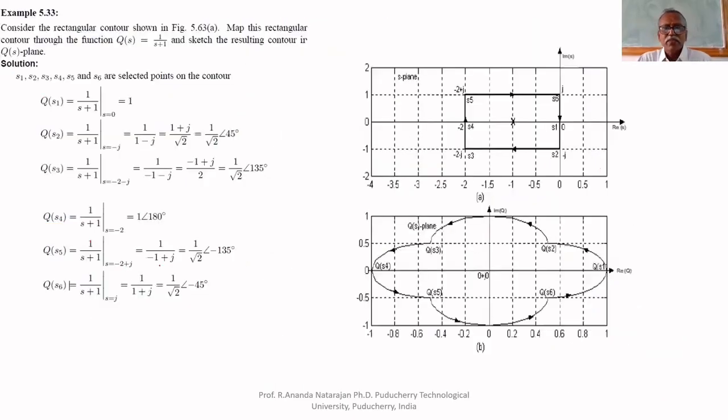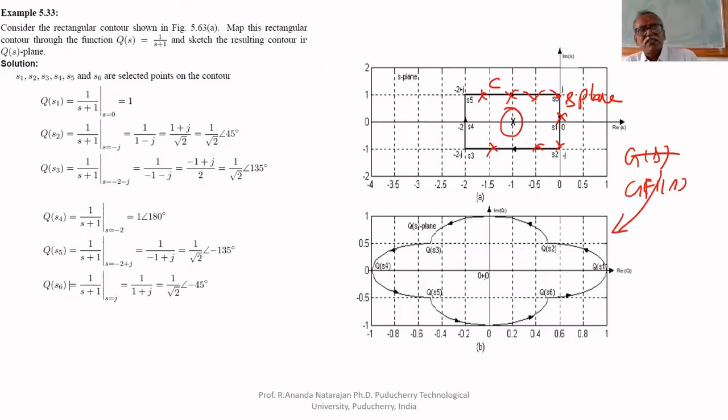Suppose I'm having a pole of that Q of S inside that contour. I'm having a contour C. This is the contour in S plane. The contour is selected in such a way that the pole is inside that contour. If I do the mapping, how to do mapping? Select many points on this contour and substitute in this G of S, GH of S. You got many points.